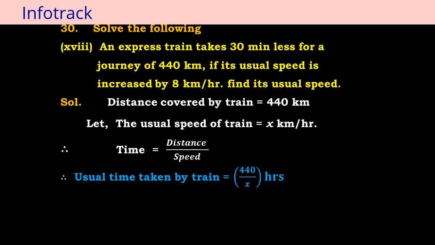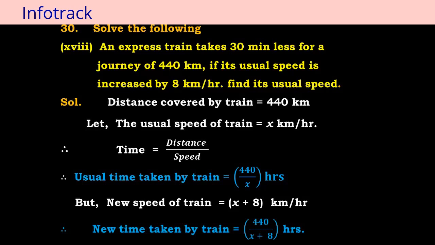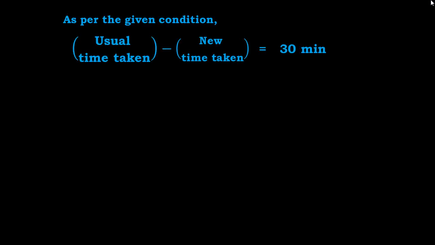Now the speed is increased. So the new speed of the train is x plus 8 km per hour. So the new time taken by the train is 440 upon x plus 8 hours. So as per the given condition, we can write the difference: usual time taken minus new time taken is equal to 30 minutes. Now see, very important student, we have speed in kilometers per hour. So you have to convert this time 30 minutes into hours, that is half hour.